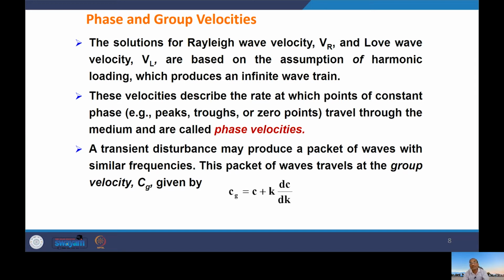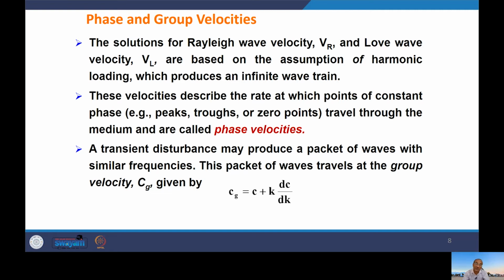Now, these velocities describe the rate at which points of constant phase, for example, peaks, troughs, or zero points, travel through the medium and are called phase velocities. So when we say constant phase, it means points which could be either peaks, troughs, or zero points.